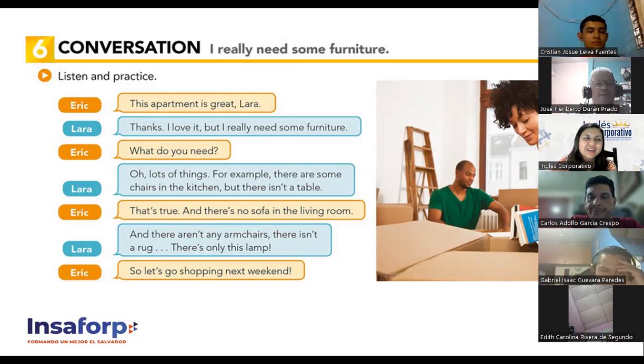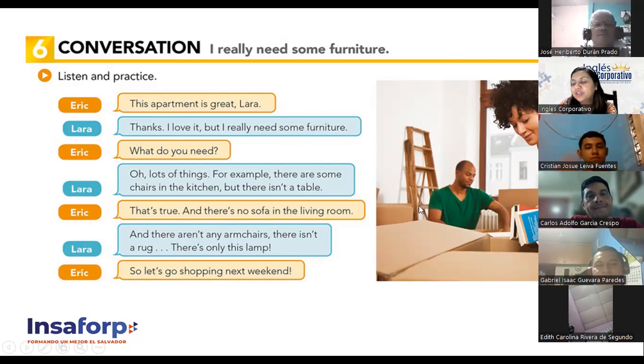Thank you, Christian and Heriberto. Excellent. So she needs some furniture, right? For example, what is missing in the kitchen? There are some chairs, but there isn't a table. Okay, there are the chairs, but not the table. So she doesn't have a place where to eat, right? Or where to put her things. So it's missing a table.